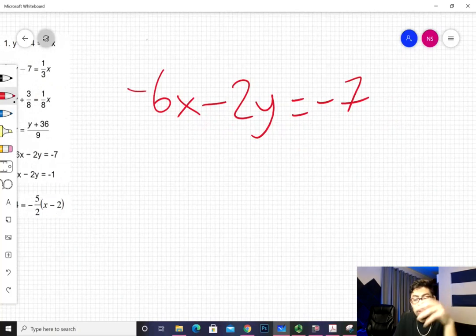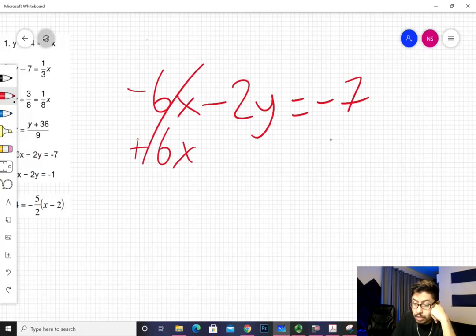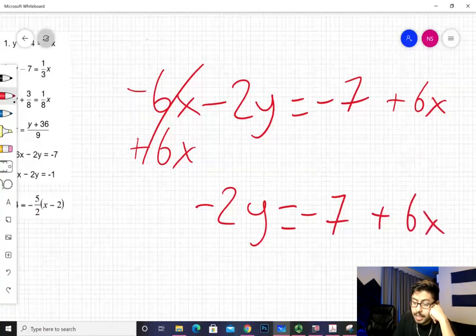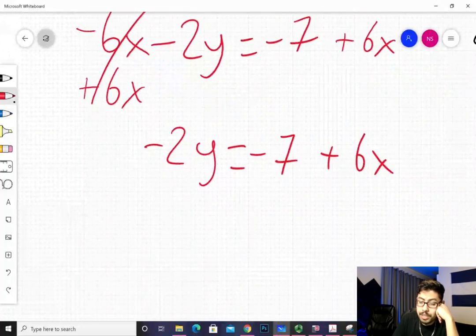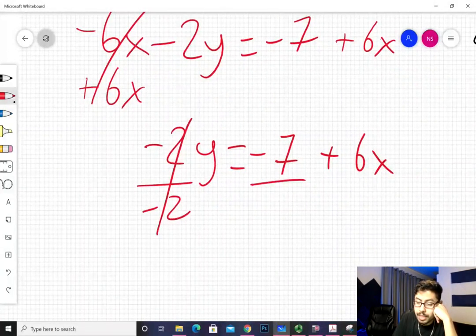So what do we got to do? We want to morph it the way it is. We always got to move the stuff first before we ever divide. So we move that to that side. Negative 2y equals negative 7 plus 6x. Alrighty. Then we divide by negative 2. Everything on that side gets divided by negative 2.